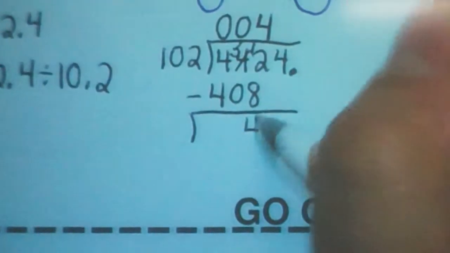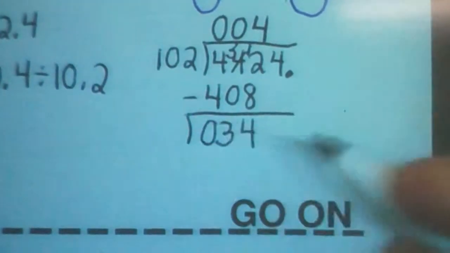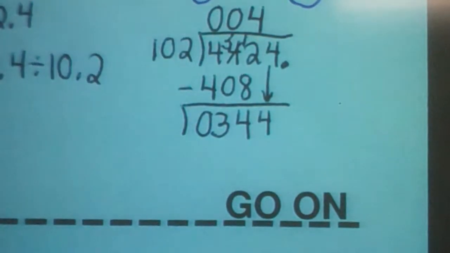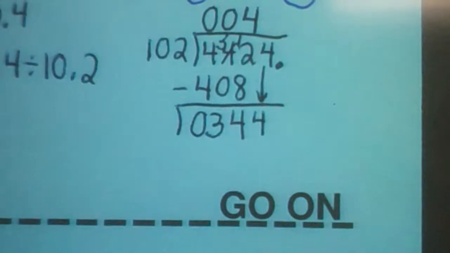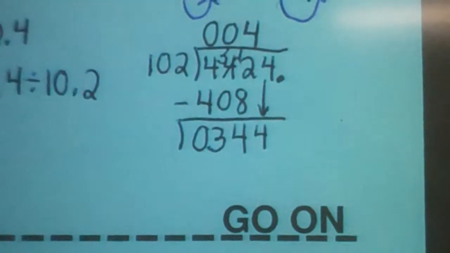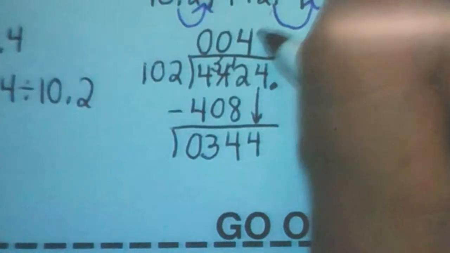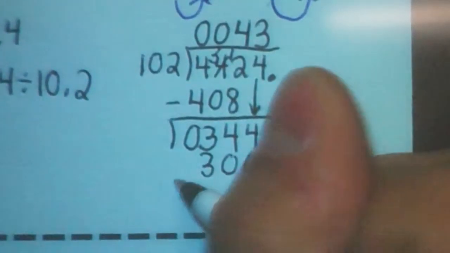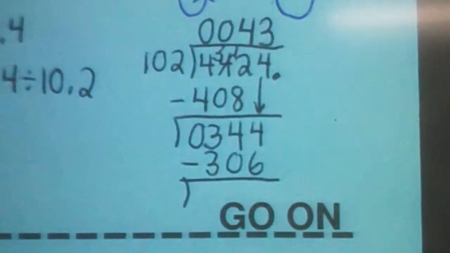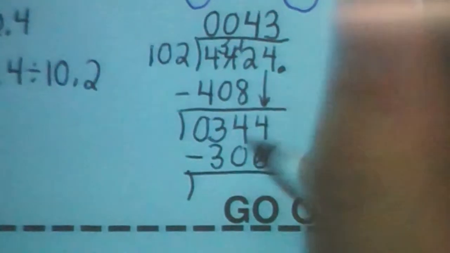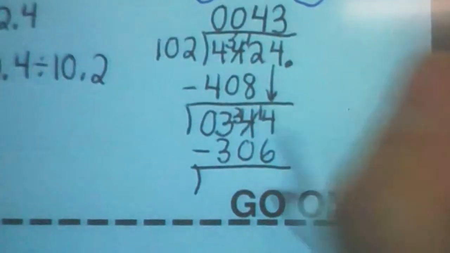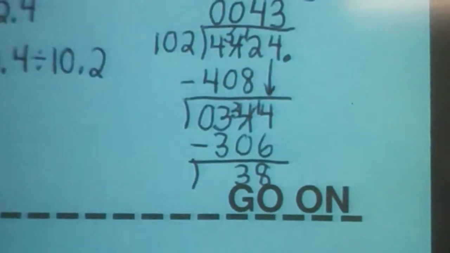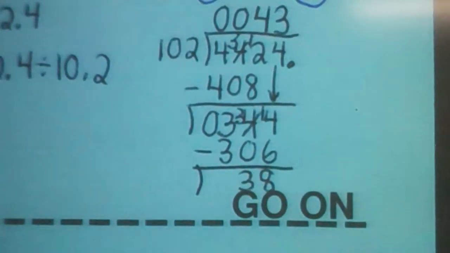Scratch it, make it smaller. I'm getting 34. I pull down the 4. 102 goes into 344. Again, you can write your 102s on the side. Just for the sake of time, I'm going to tell you that it goes in 3 times, and that's 306. Here you're starting to see the problem. We're almost running out of space. I'm going to scratch this, make it smaller, pull one to my side. That's 38.